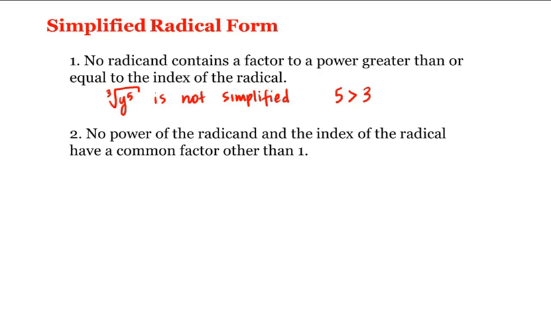The second property that must hold is that no power of the radicand and the index of the radical have a common factor other than 1. For example, the ninth root of x to the 12th would not be simplified, because 9 and 12 have a common factor of 3.